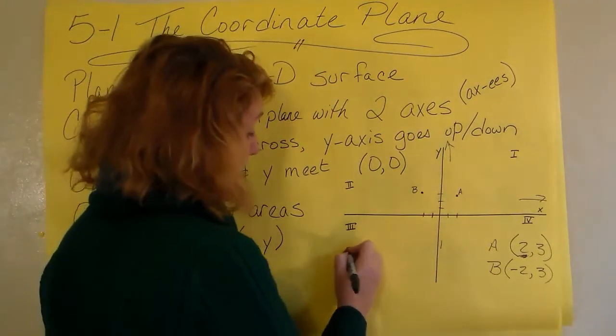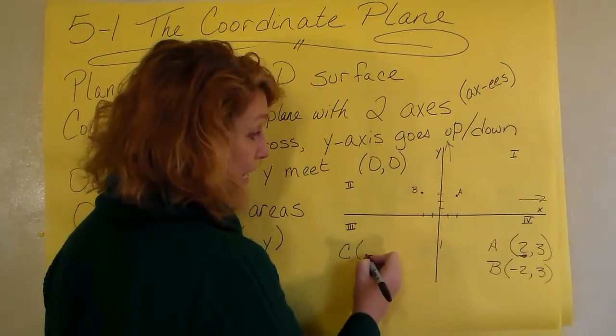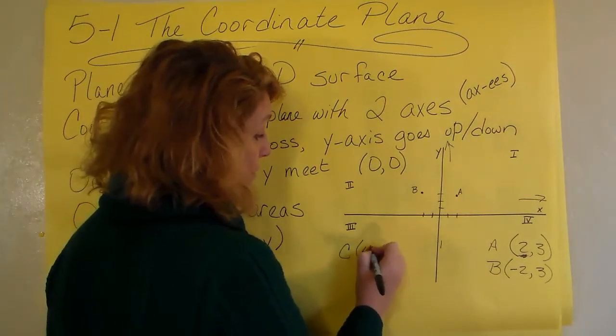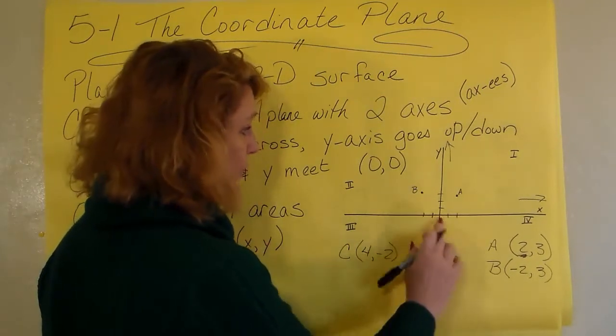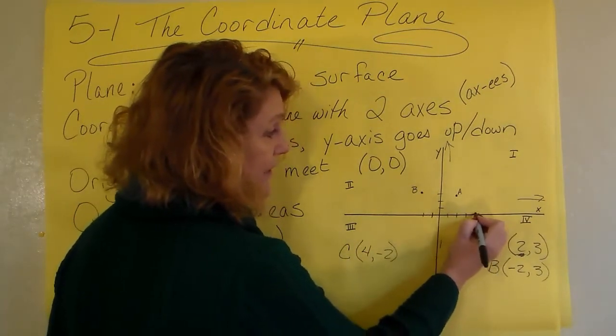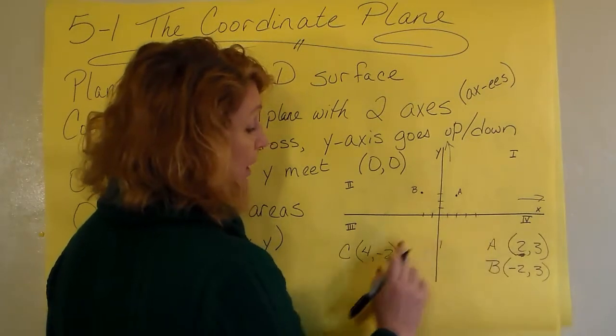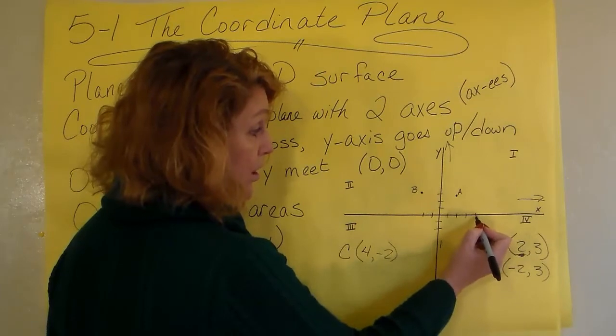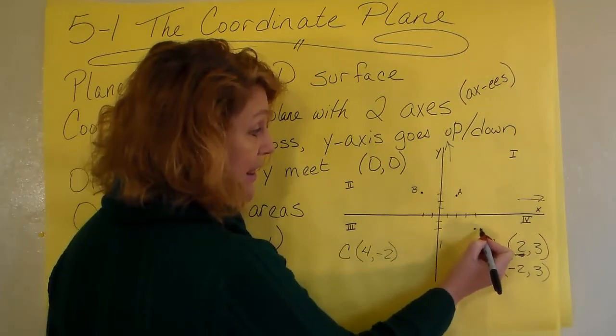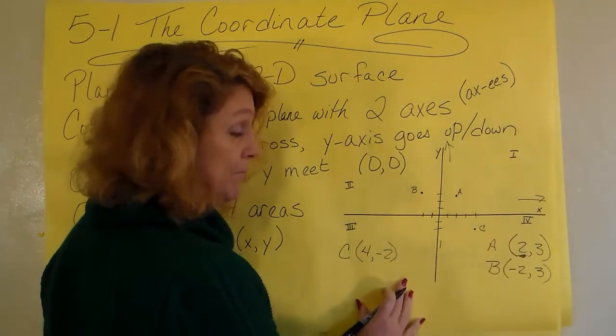We can also have, let's say, point C is going to be 4, negative 2. Let's make our y negative. So now we're going to go 4 in the positive direction, but we're going to go down 2. 1, 2, 3, 4 over and down 2, and that is going to be point C.